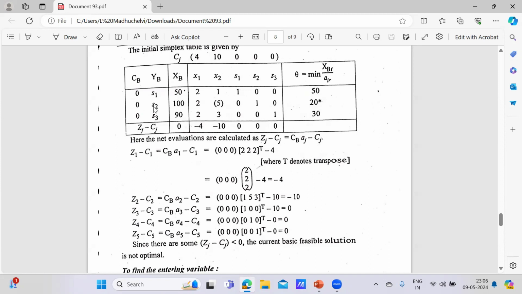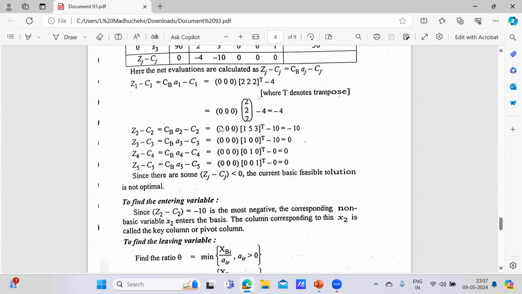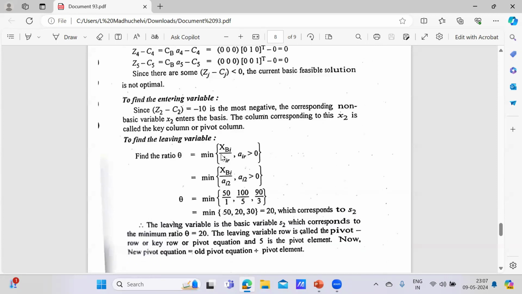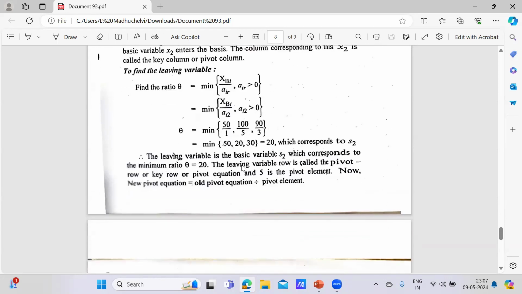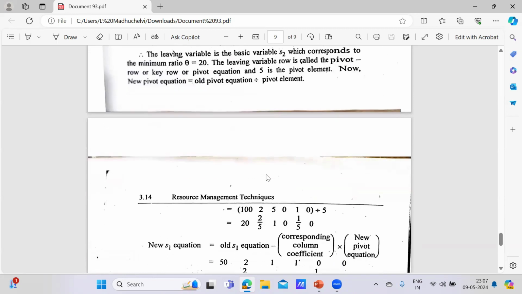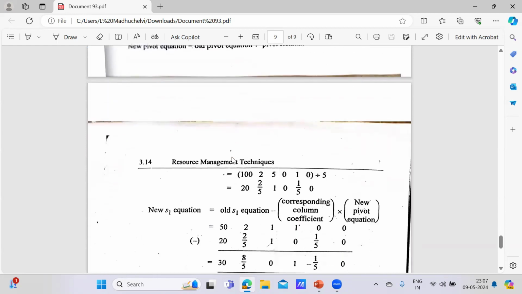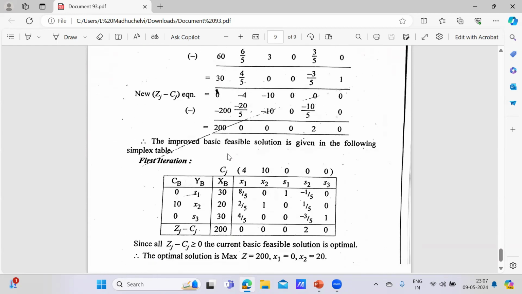So this variable S2 leaves the basis and x2 enters the basis. x2 is the entering variable, S2 is the leaving variable. Now we are going to construct a new table. For that we are using this formula. First thing is to form the table.